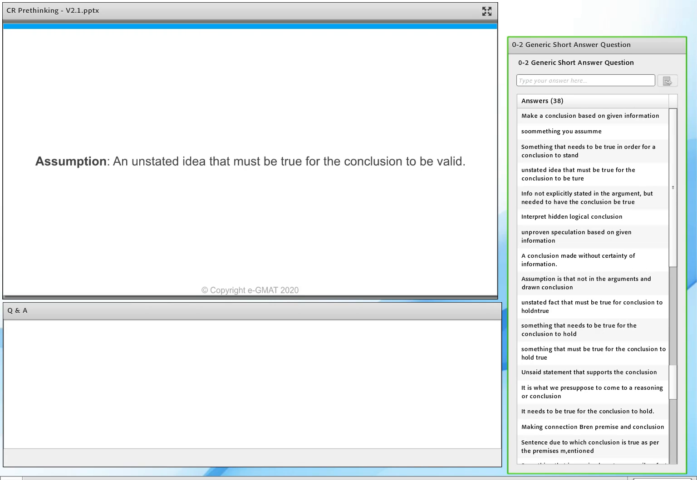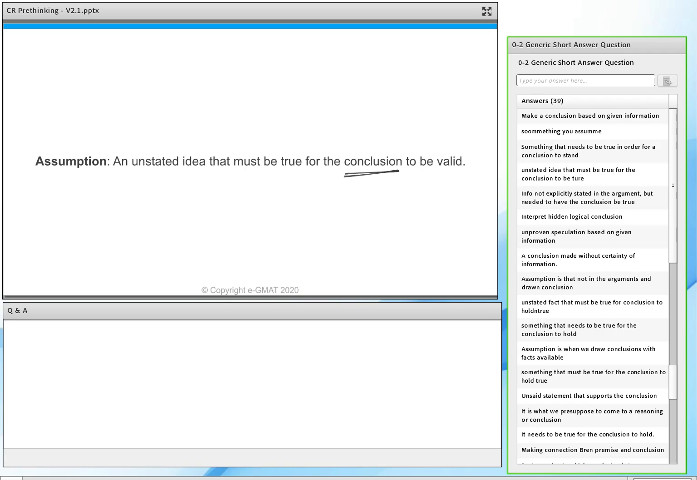An assumption is an unstated idea that must be true for the conclusion to be valid. And here again, you can see the first thing is an assumption is linked to the conclusion of the argument, and that's why the definition comes in. It's not linked to anything else but the conclusion in the argument, as per the definition. Now, in a majority of the cases, it will also be linked to the facts or the premises presented in the argument, or the counter premises if the author uses counter premises, because an assumption has to flow along the logic of the argument.